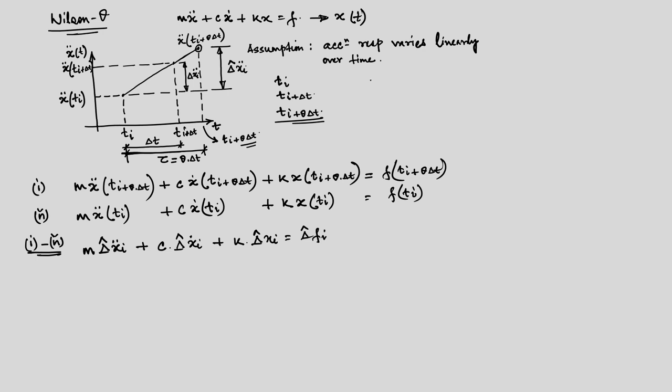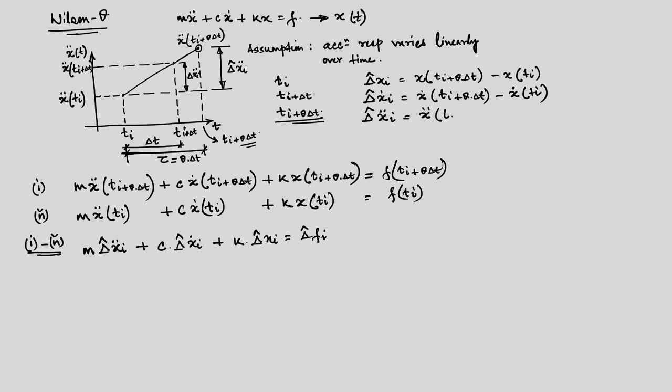So, if I just write down the notation, delta x i hat is nothing but x evaluated at t i plus theta delta t minus x at t i. Then delta x dot i hat is equal to x dot evaluated at t i plus theta delta t minus x dot evaluated at the initial point. Similarly, delta x double dot i hat is equal to acceleration evaluated at t i plus theta delta t minus x double dot at t i.